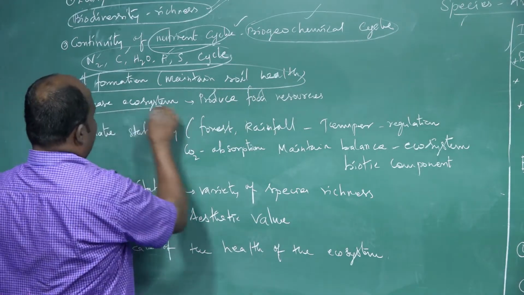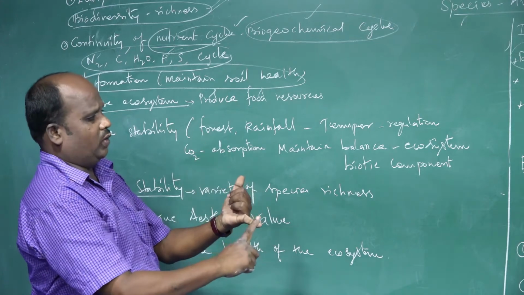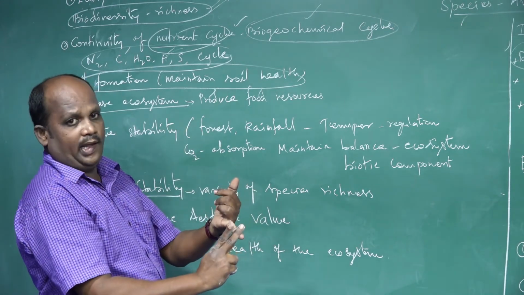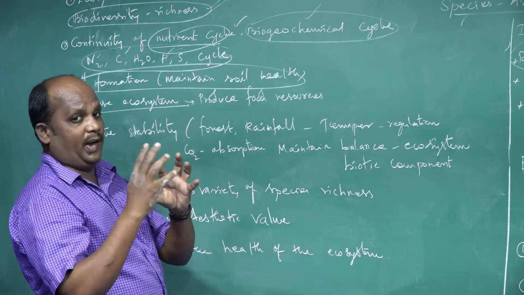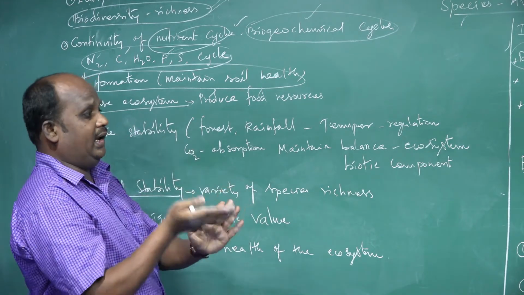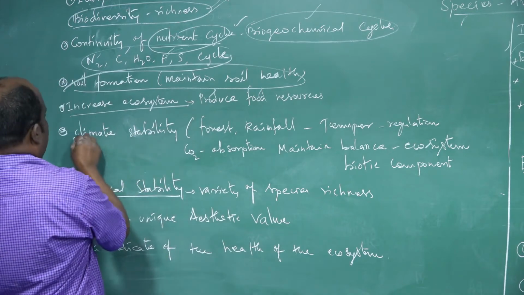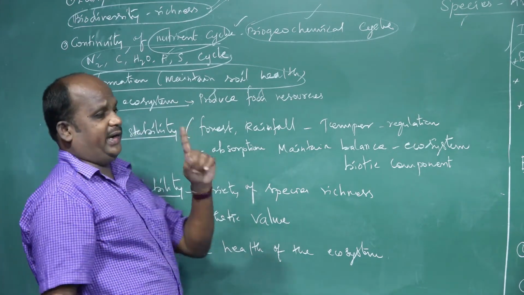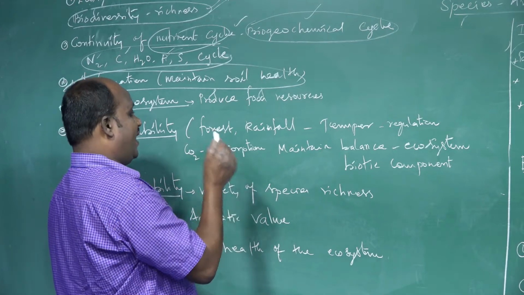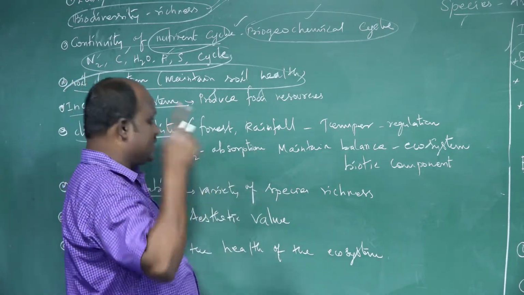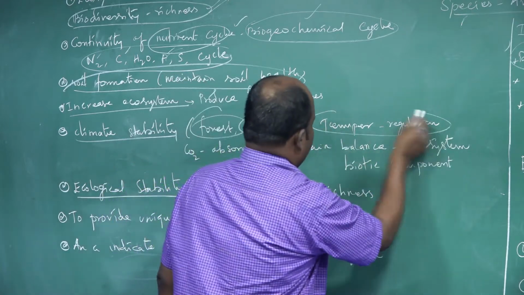Next one, increase of ecosystems: grassland ecosystem, forest ecosystem, desert ecosystem, tropical zone and subtropical zone ecosystems. Every day they should increase, but should not increase to abnormal ranges. Next one is climate stability. We want to maintain climate temperature perfectly. The forest is very essential for rainfall and temperature regulation.